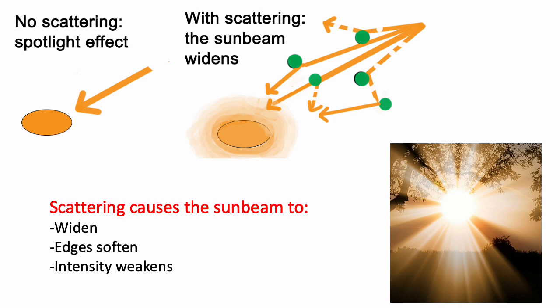The reason sunbeams seem to widen as they move away from the sun is due to light scattering. With no scattering, we get a spotlight effect. However, when the light bounces from one air particle to another, more of the atmosphere receives light, making the sunbeam larger and wider with softer edges. Since the intensity of the light weakens as it moves away from the sun, we see more and more of the background.